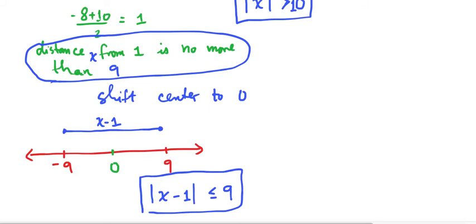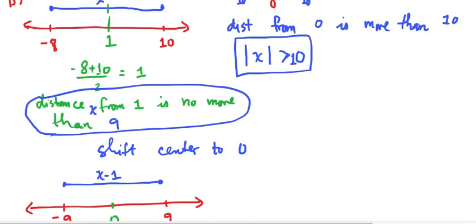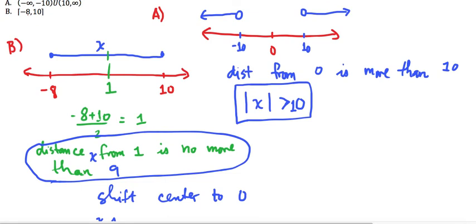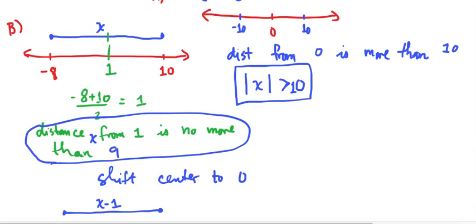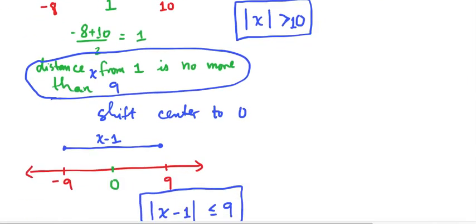So this process here, let's review. It seems confusing at first, but there's a beautiful simplicity to it. You sketch out the picture, find the center, and then shift the center to 0 so that we can capture it as an absolute value expression. Okay? And this is meant to make you think a little bit. It shouldn't be automatic at the very beginning. It's going to take a little bit of thinking, but this is part of the process.